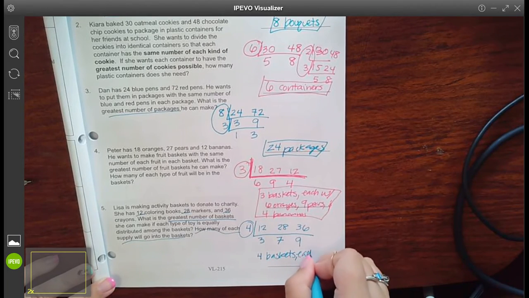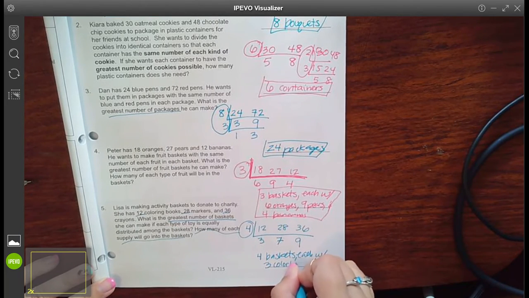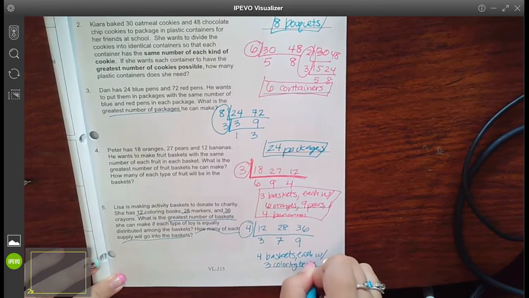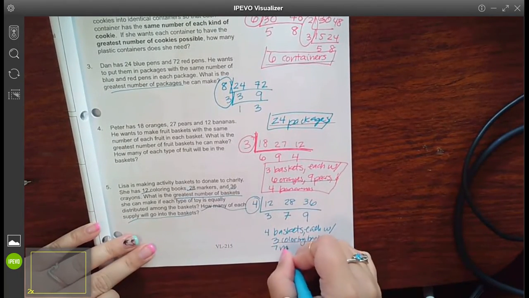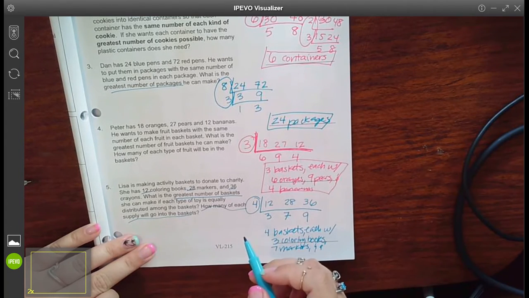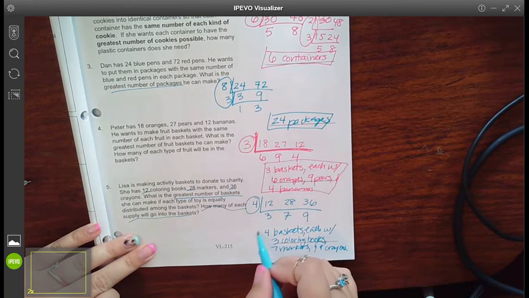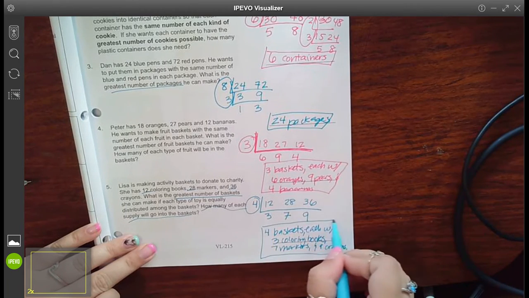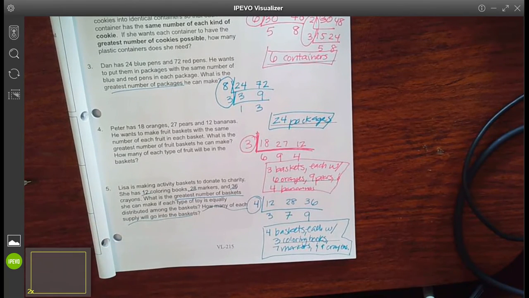So each basket has, we said 3, 12 was talking about coloring books. And 7, 28 was talking about markers. And 9, 36 was talking about crayons. All right, and that's it. If you got all those right, congratulations, my little mathematicians. You've conquered GCF word problems.